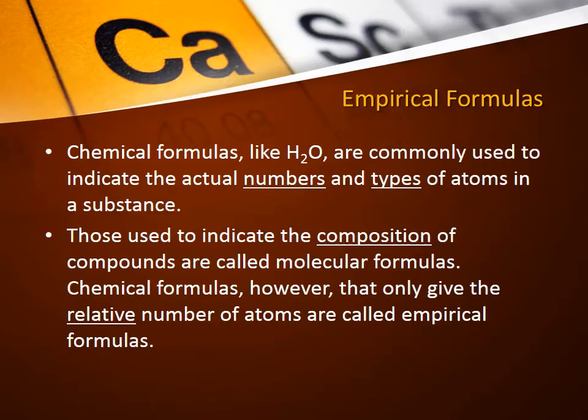Chemical formulas, like H2O, are commonly used to indicate the actual numbers and types of atoms in a substance. For example, we have 2 hydrogen and 1 oxygen. Those used to indicate the composition of compounds are called molecular formulas. Chemical formulas, however, that only give the relative number of atoms are called empirical formulas. So basically the lowest amount we'll talk about is an empirical, and basically whichever one you're using is the molecular. It's a lot less complicated than it sounds.